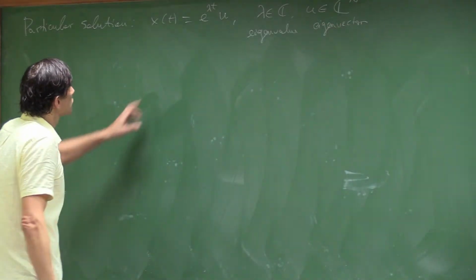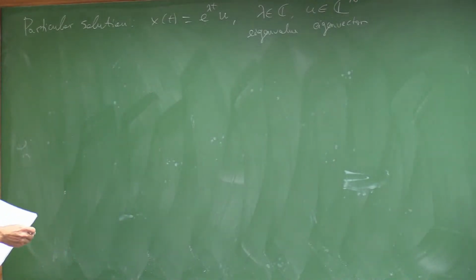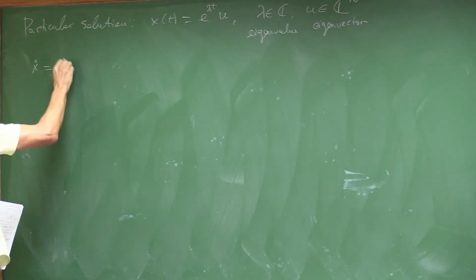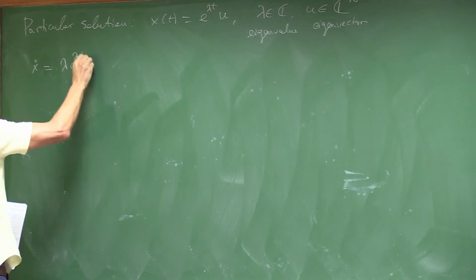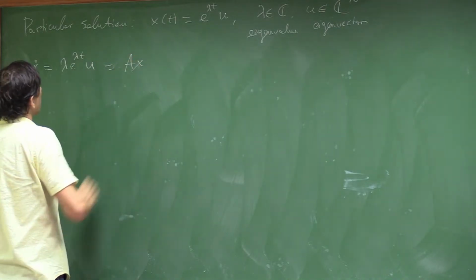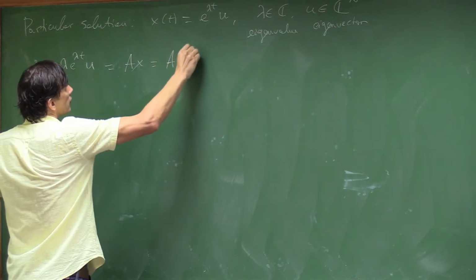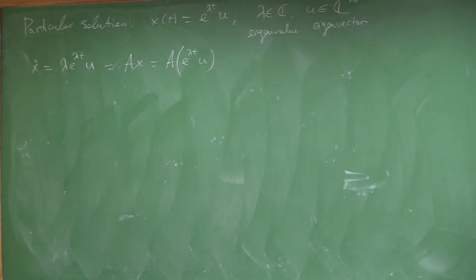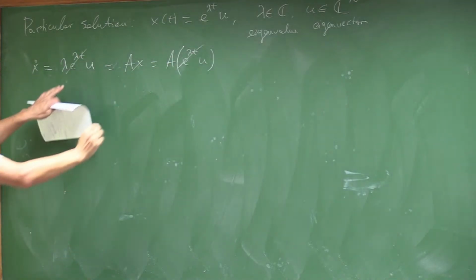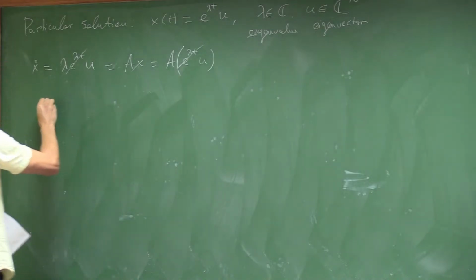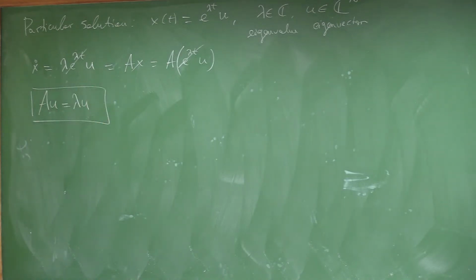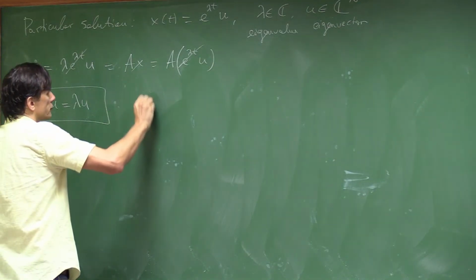Now when you substitute it into the equation, x dot is lambda e to the lambda t u, and it should be equal to A x, which is A e to the lambda t u. So exponent again can be cancelled, and then we take these two, just flip. And this is a classical form of the eigenvalue problem for the matrix.